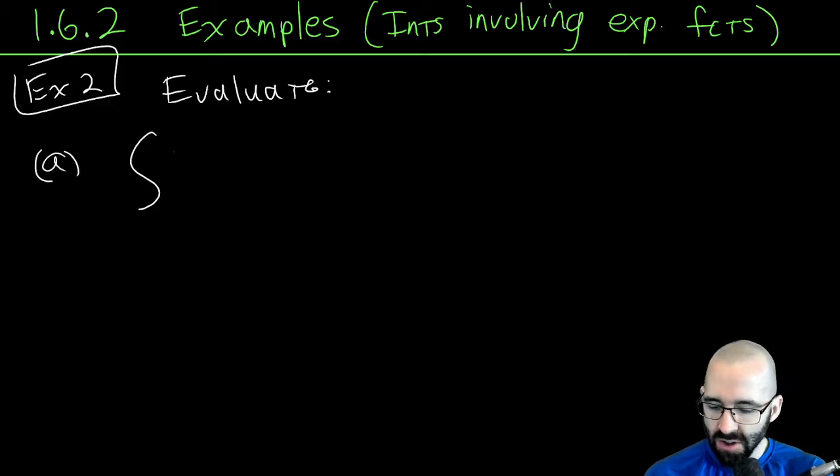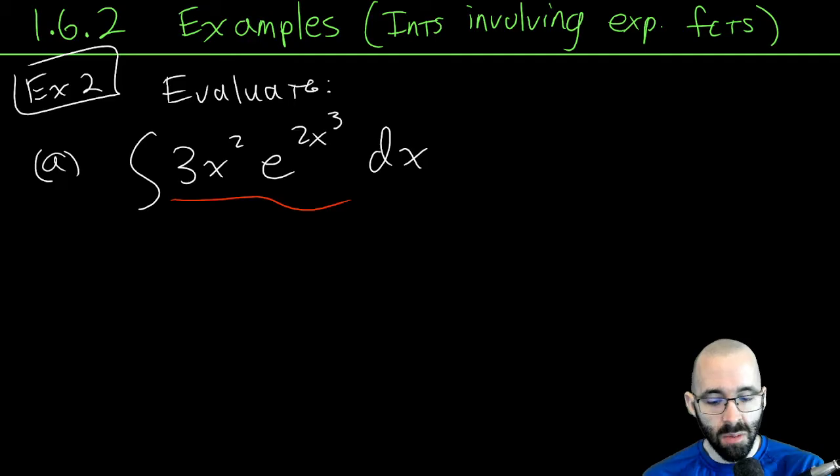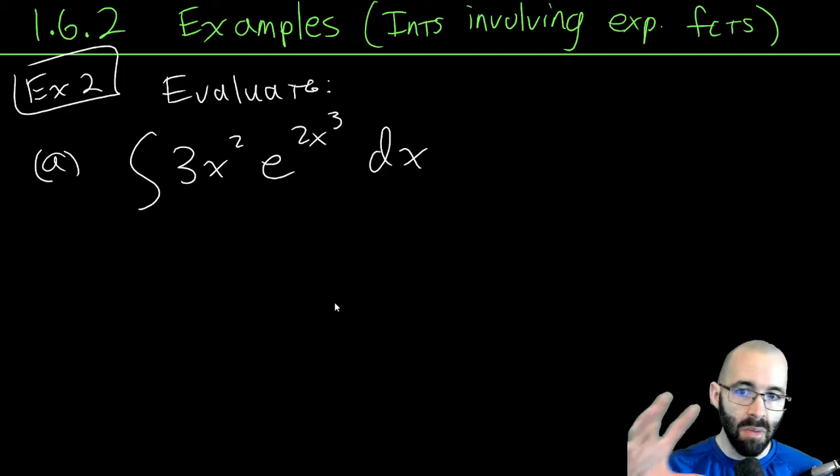Part A is going to be the integral of 3x squared e to the 2x cubed. Again, this is a perfect example of what we're looking at in this chapter, especially in the previous section. We can't take the integrals of this individually. They're being multiplied. When the integrand is two functions multiplied together, one of the options is u substitution. Another one that we'll talk about later is integration by parts.